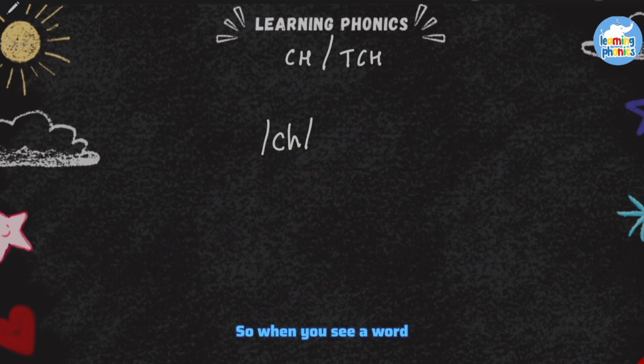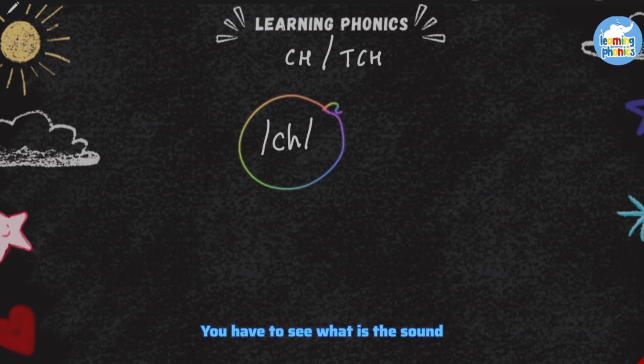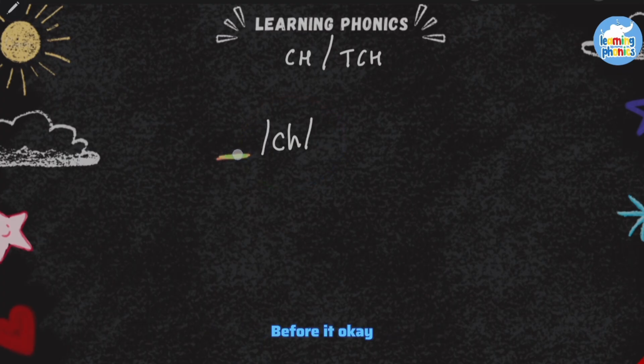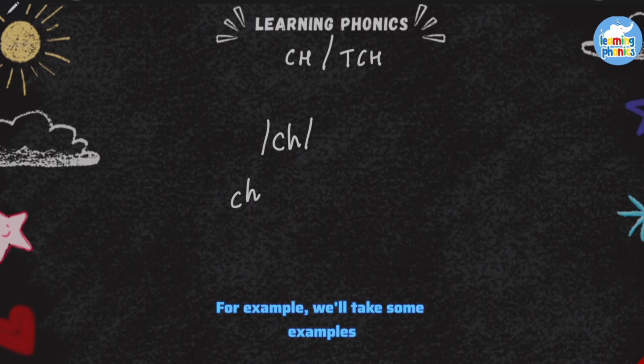So when you see a word that ends with the ch sound, you have to see what is the sound before it. Okay, what is the sound that is right before it? If it's a vowel team like E, A, or if it's a consonant, any other consonant like b, d, anything, then it is going to end with the letter CH. For example, we'll take some examples.